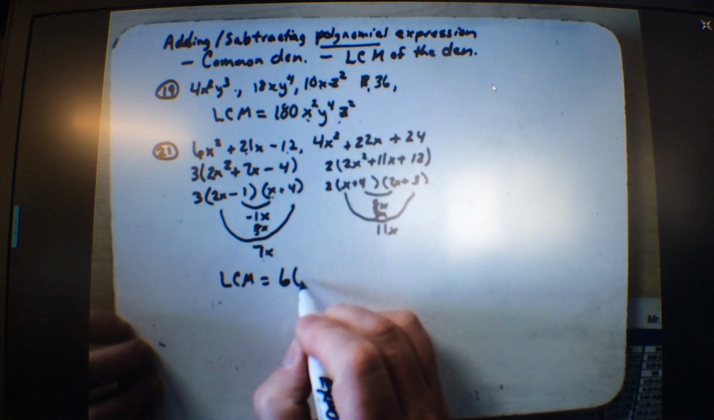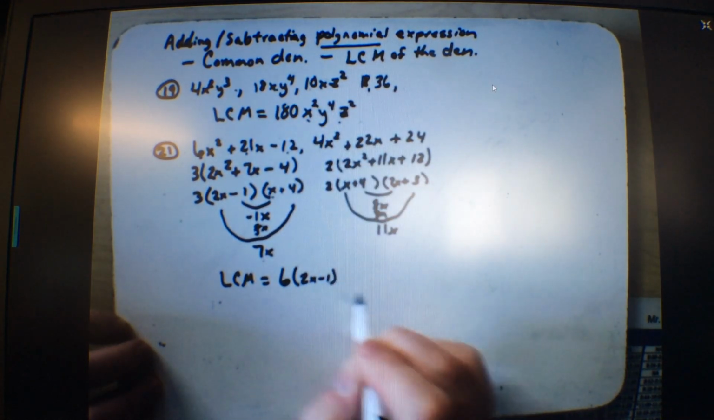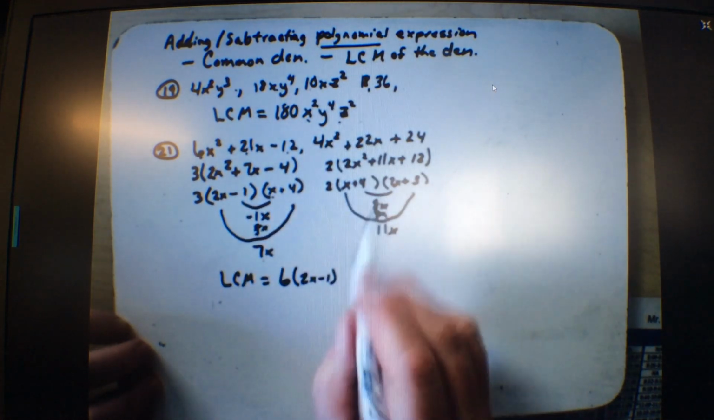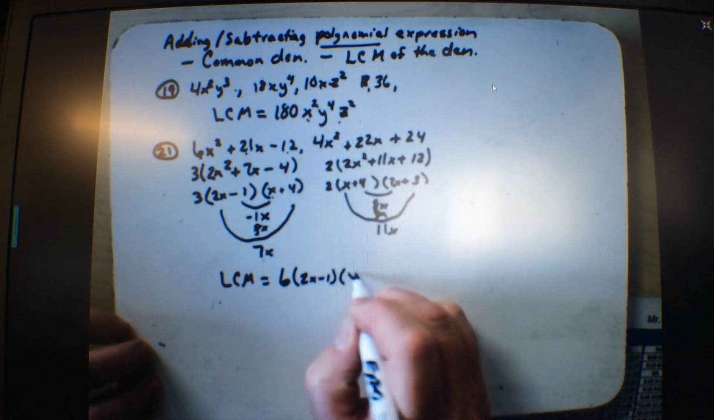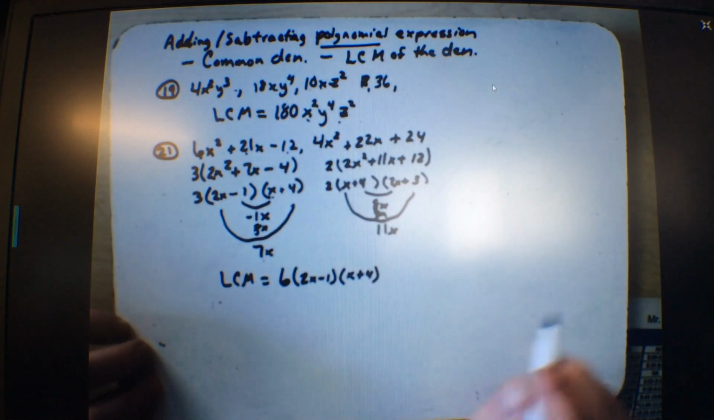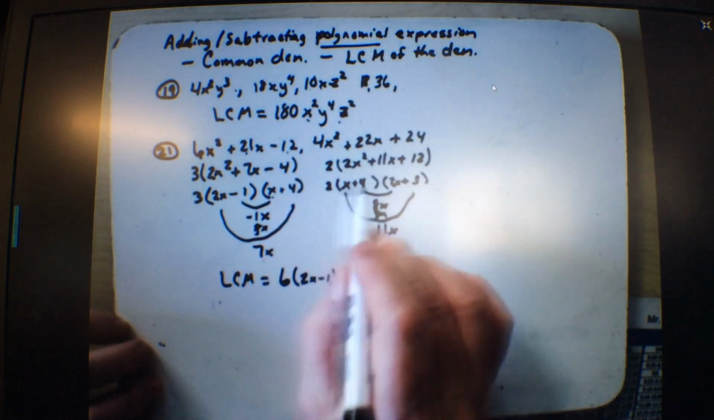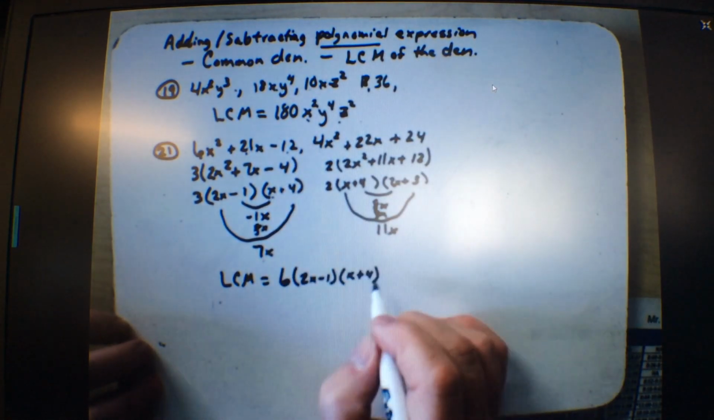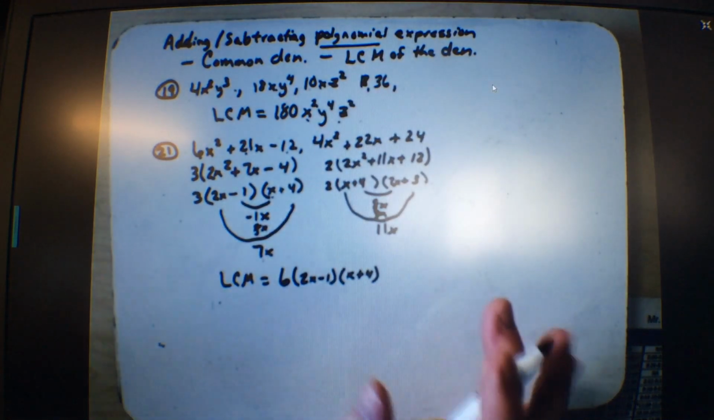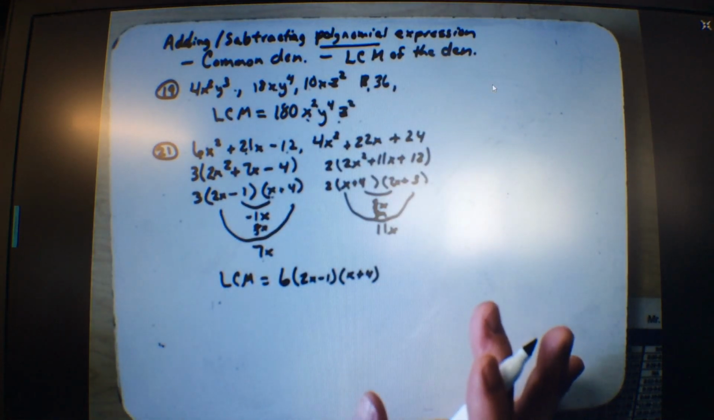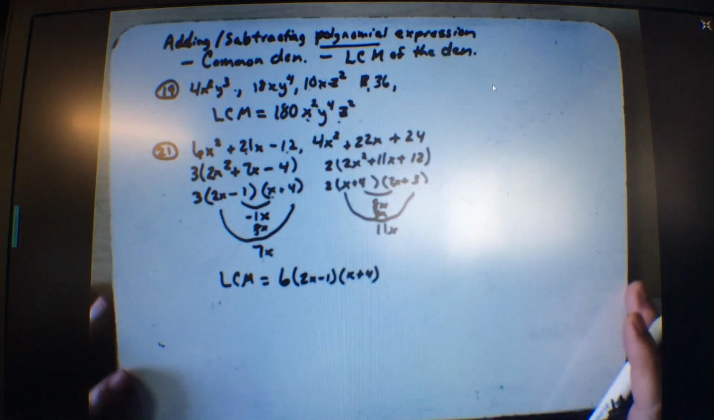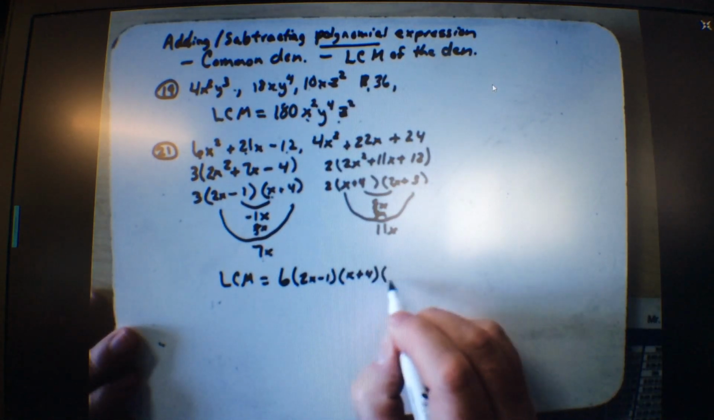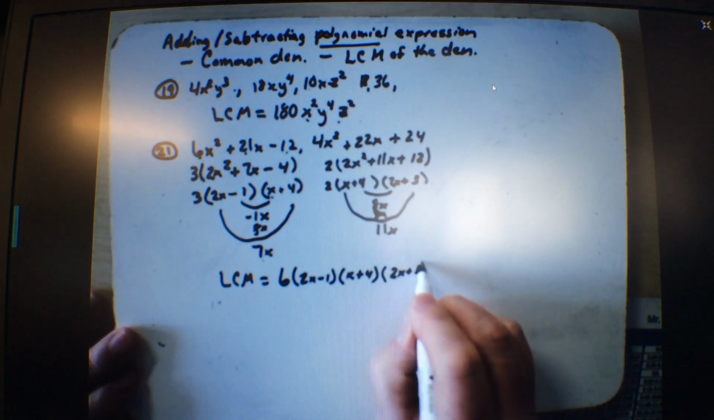So how many 2x minus 1s do we have? 1. There's 1 here, there's 0 here. Here's the one that's probably going to throw everybody. How many x plus 4s do we have? 2. No, we have 1 apiece. So it's just 1. That usually throws everybody off. That's confusing. It is. They share 1, but we can still share it. And then the last one is 2x plus 3, and it is also 1.